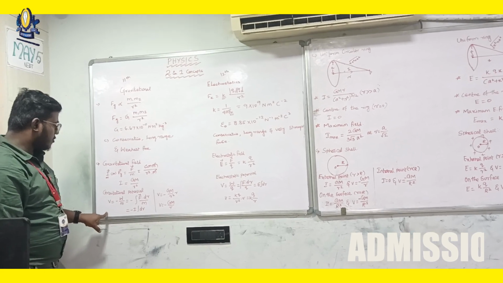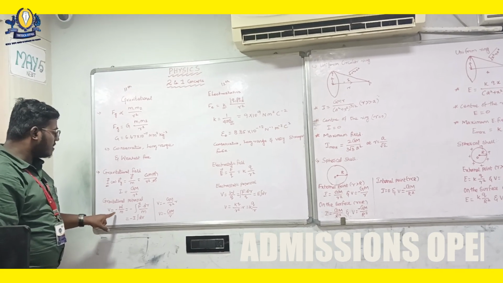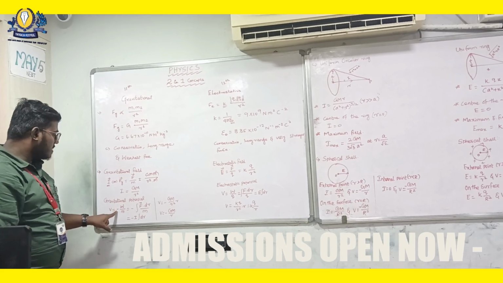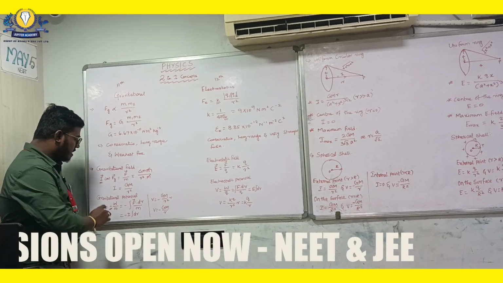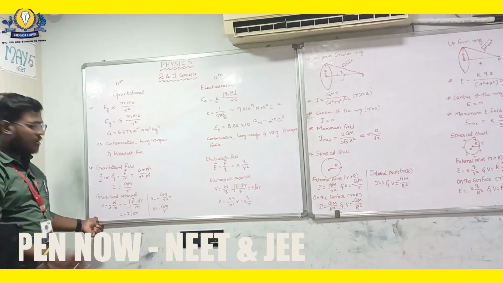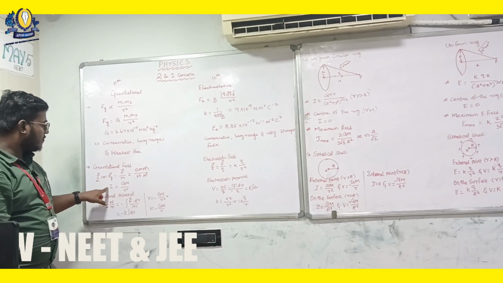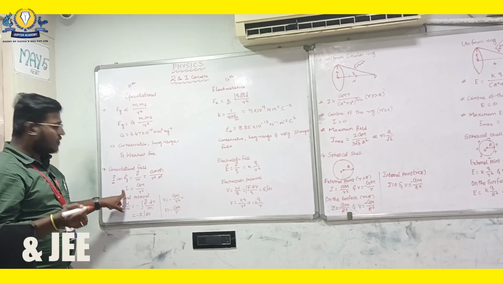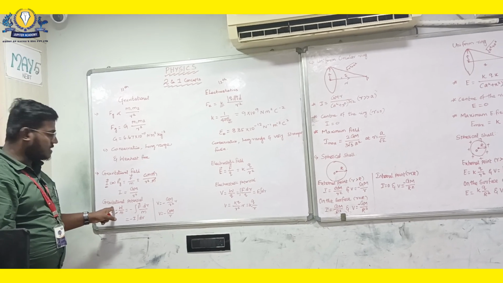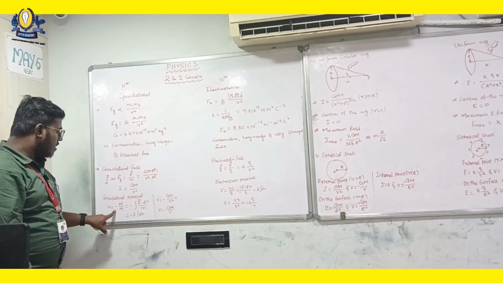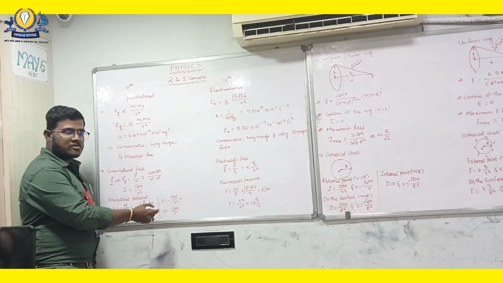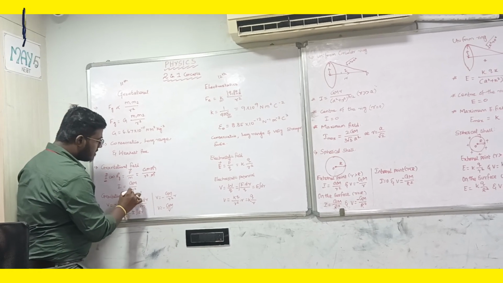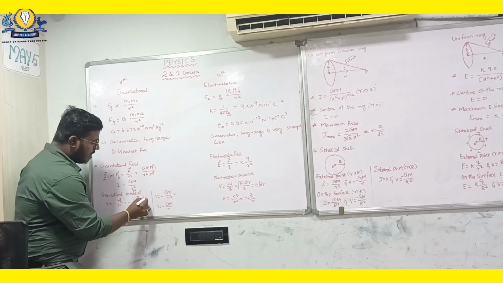Next, gravitational potential. Gravitational potential is nothing but work done by mass. Gravitational potential is always a negative symbol because the gravitational field intensity is in the direction of decreasing gravitational potential. So what is the work done formula? Work done is nothing but force into displacement. Now displacement is represented by the distance dr.